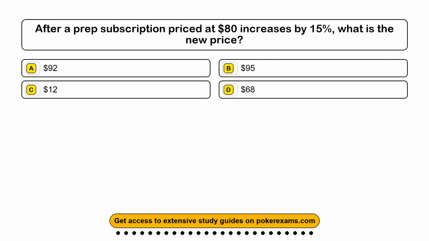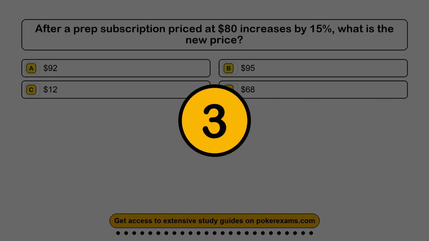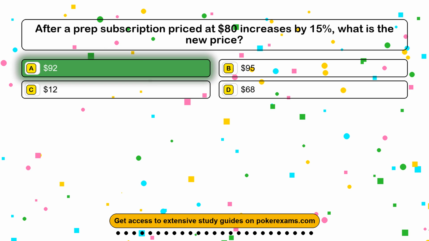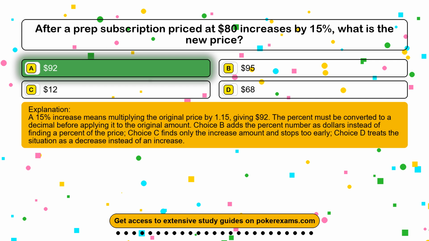Question 3. After a prep subscription priced at $80 increases by 15%, what is the new price? Option A: $92. Option B: $95. Option C: $12. Option D: $68. The correct answer is option A, $92. A 15% increase means multiplying the original price by 1.15, giving $92.